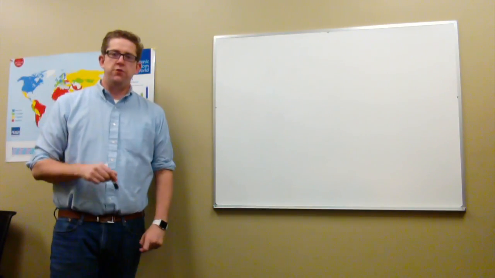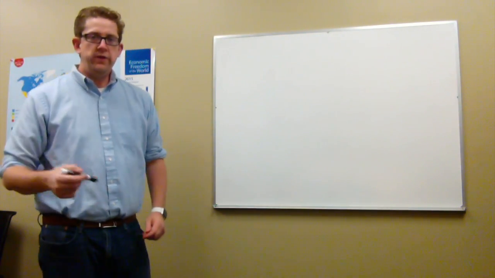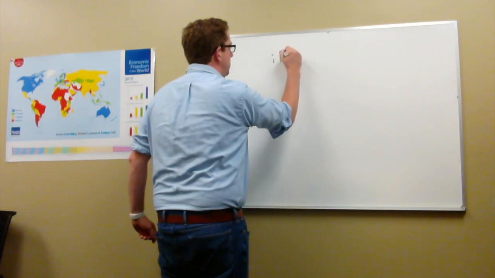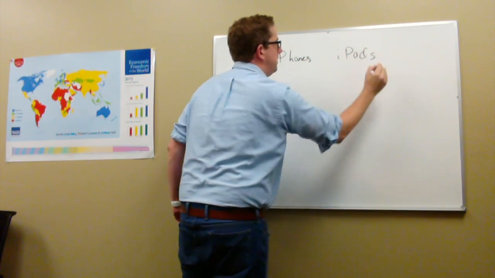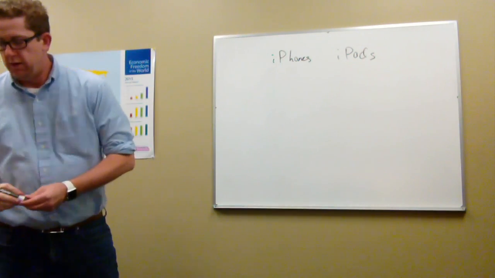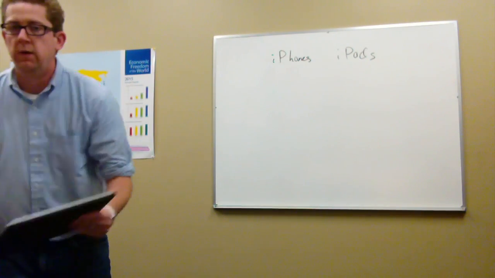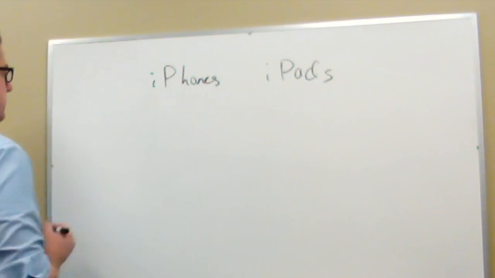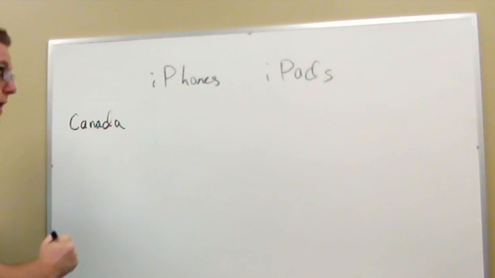We can see what kind of pattern the division of labor will take by considering opportunity cost. So let's imagine that we have two goods we can produce. We can produce iPhones and we can produce iPads. There are two countries, we'll say, that could produce these goods. You have Canada and the United States.